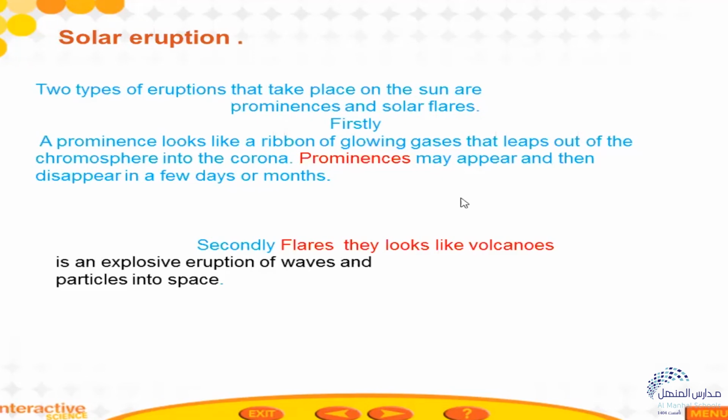Firstly, what is a prominence? A prominence looks like a ribbon of glowing gases that leaps out of the chromosphere into the corona. The prominence may appear and then disappear in a few days or months. Wow, it takes a long time and it's huge. What about flares? Flares have a nickname, which is volcano. They are explosions like a volcano. It's an explosive eruption of waves and particles into space. So we have sun prominences and sun flares.